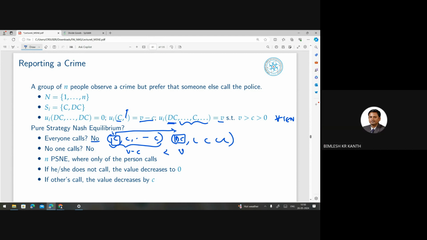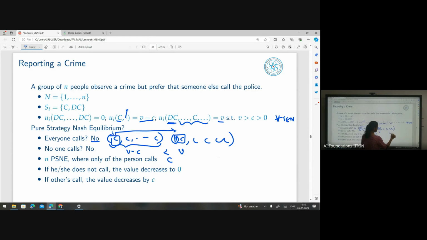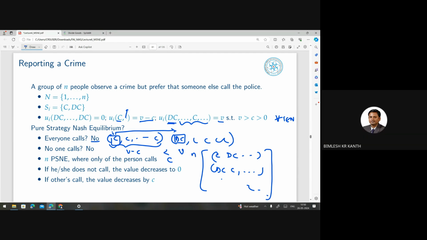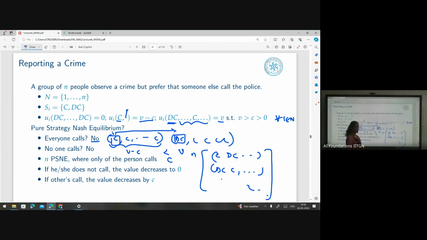And when only one of the persons calls, then there will be N PSNE. How is that? Because I can iterate from person 1 to person N. So the N PSNE are like this. When I call, nobody else calls. When the second agent calls, nobody else calls. Like that, you have N different profiles which are pure strategy Nash equilibria. Correct. Different vectors, so to say.